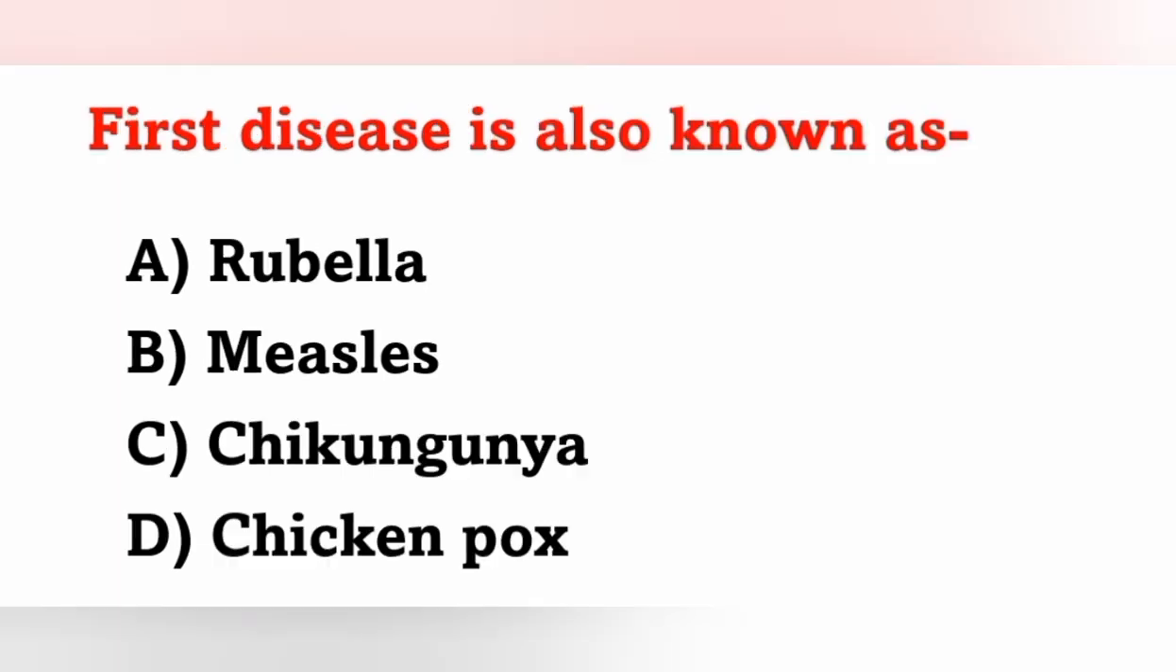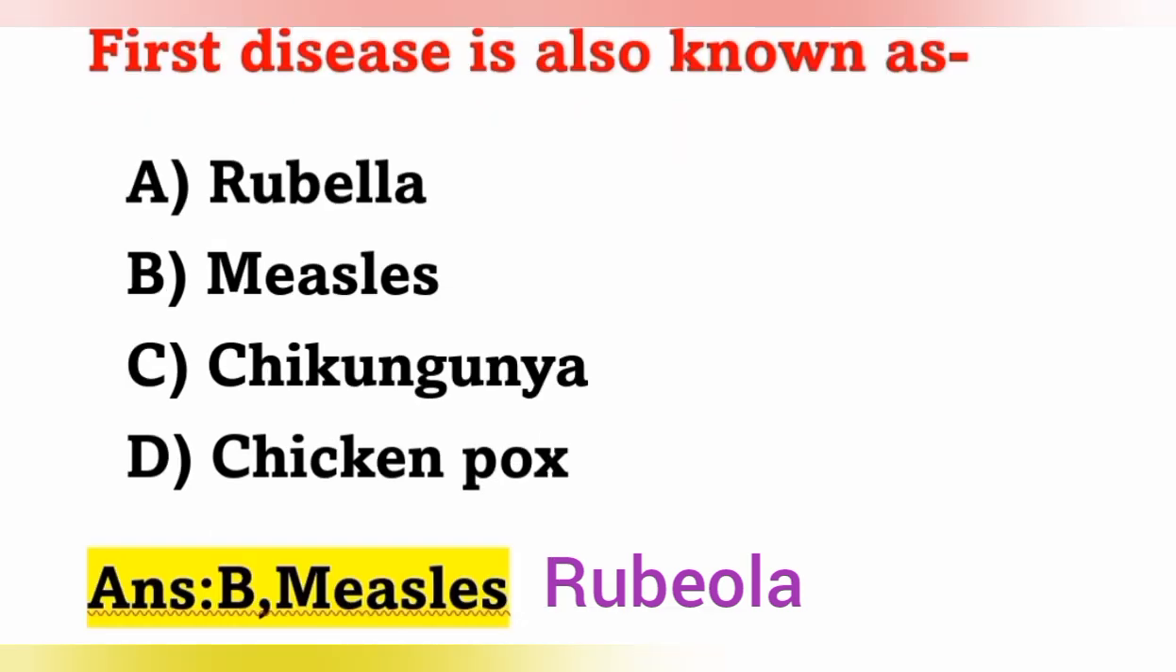And the next question, first disease is also known as? Option A rubella, option B measles, option C chikungunya, option D chickenpox. Which disease is also known as first disease? It is measles. Option B is the correct answer.